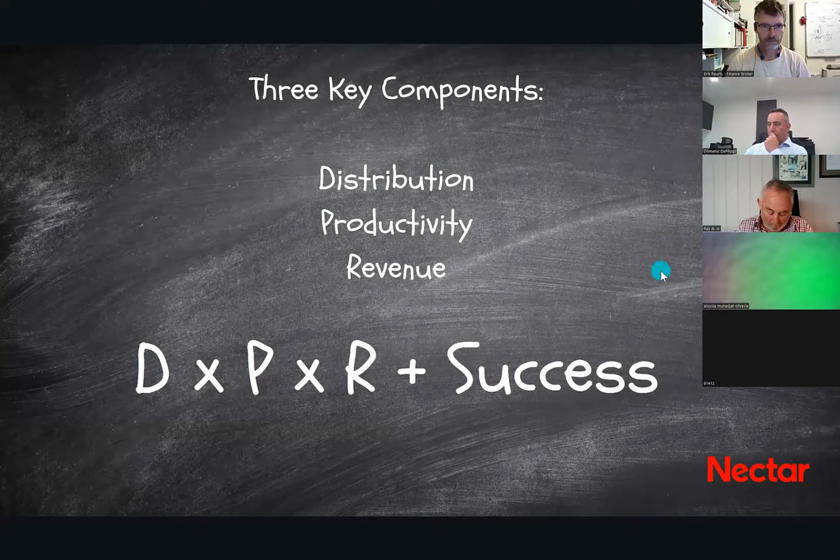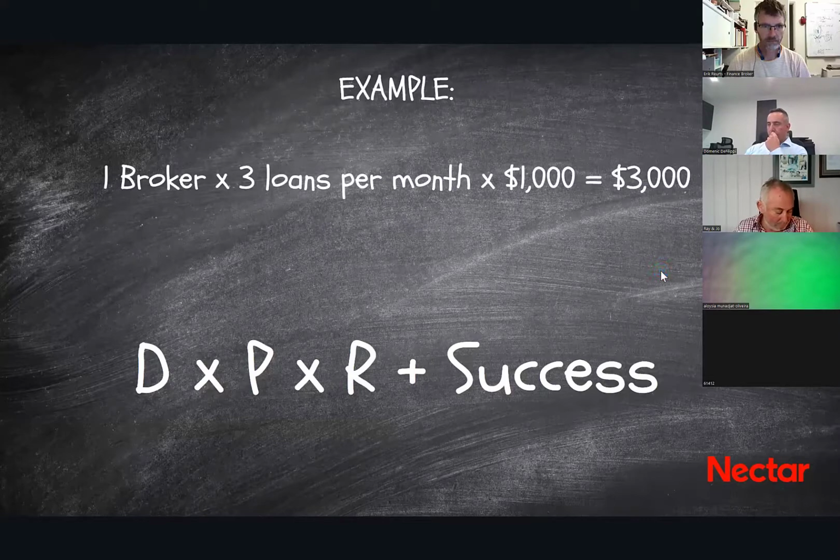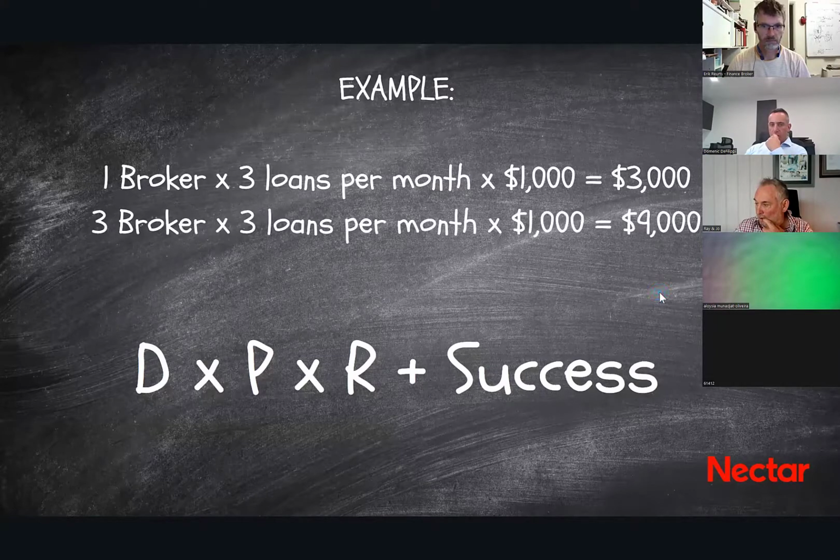So if you look at that as a formula, it could be 1 broker times 3 loans per month times $1,500 equals $3,000. Or, just to give you another example, 3 brokers times 3 loans per month times $1,500 equals $9,000. There are some things you'll quickly pick up about this formula.